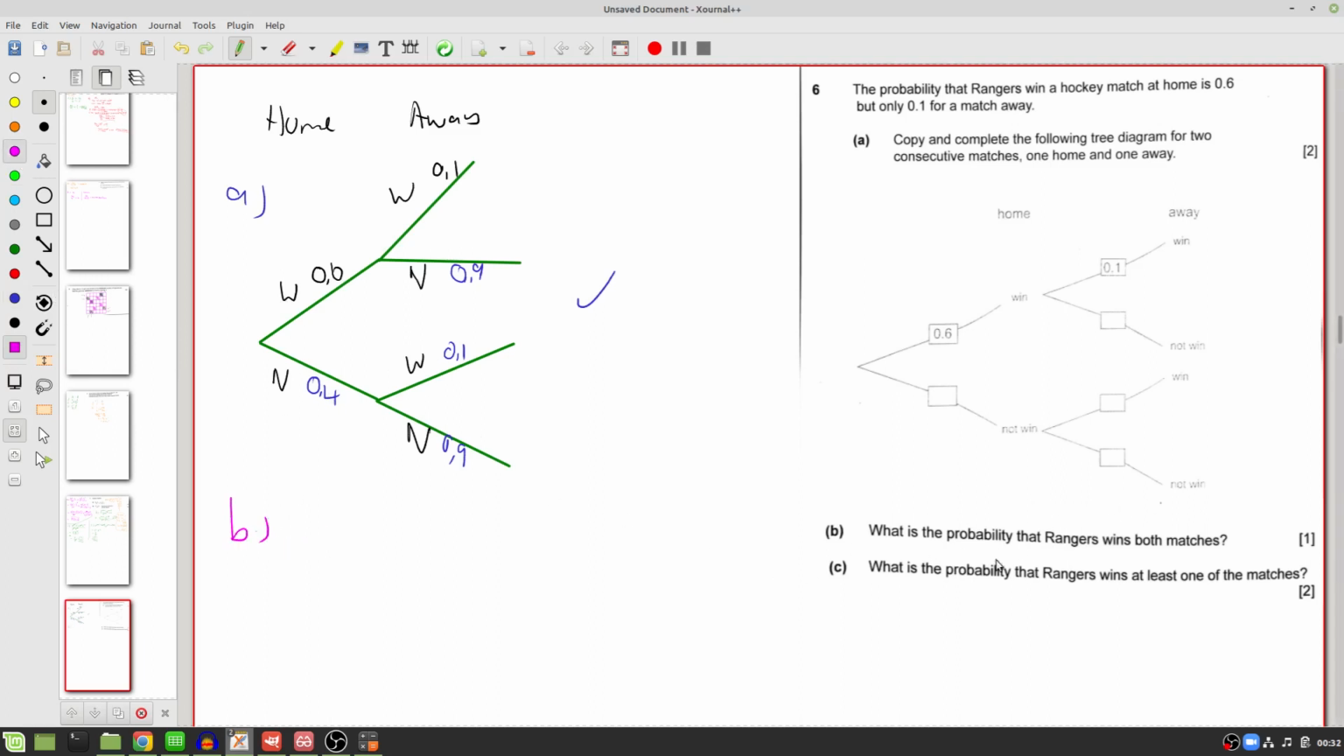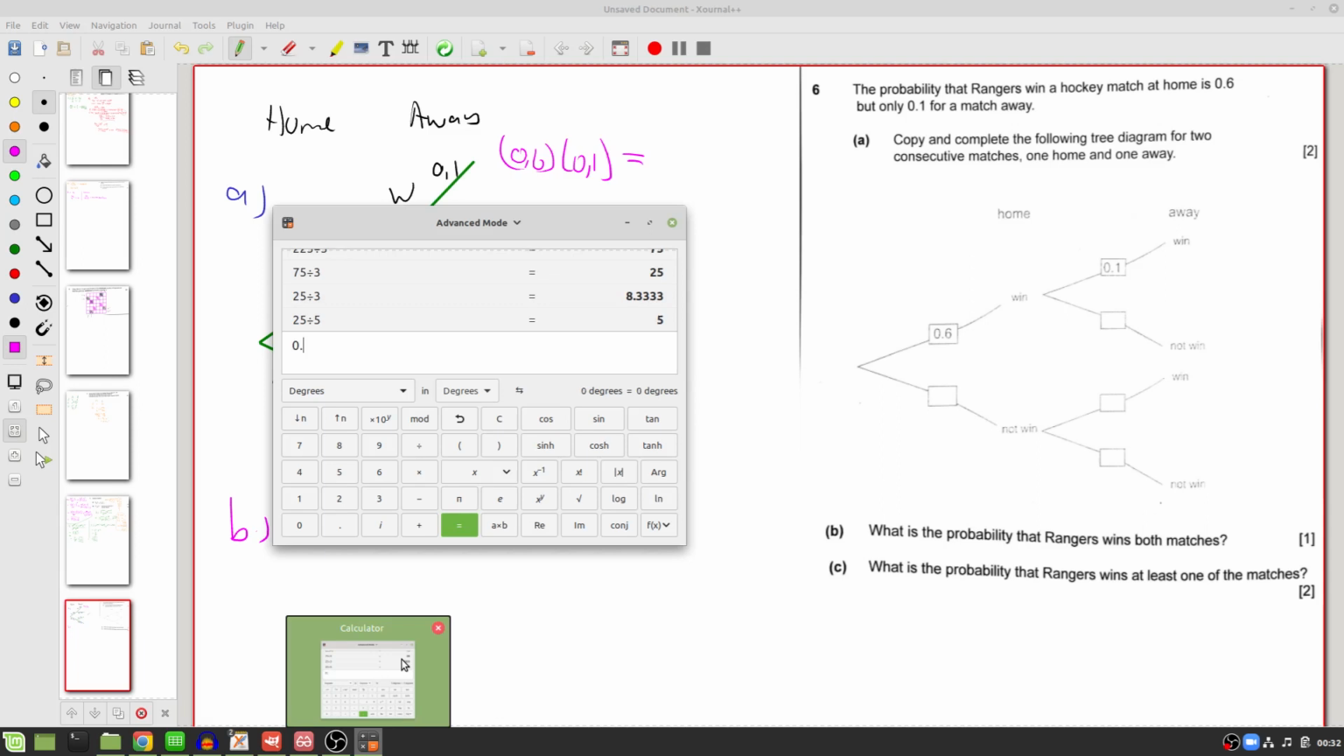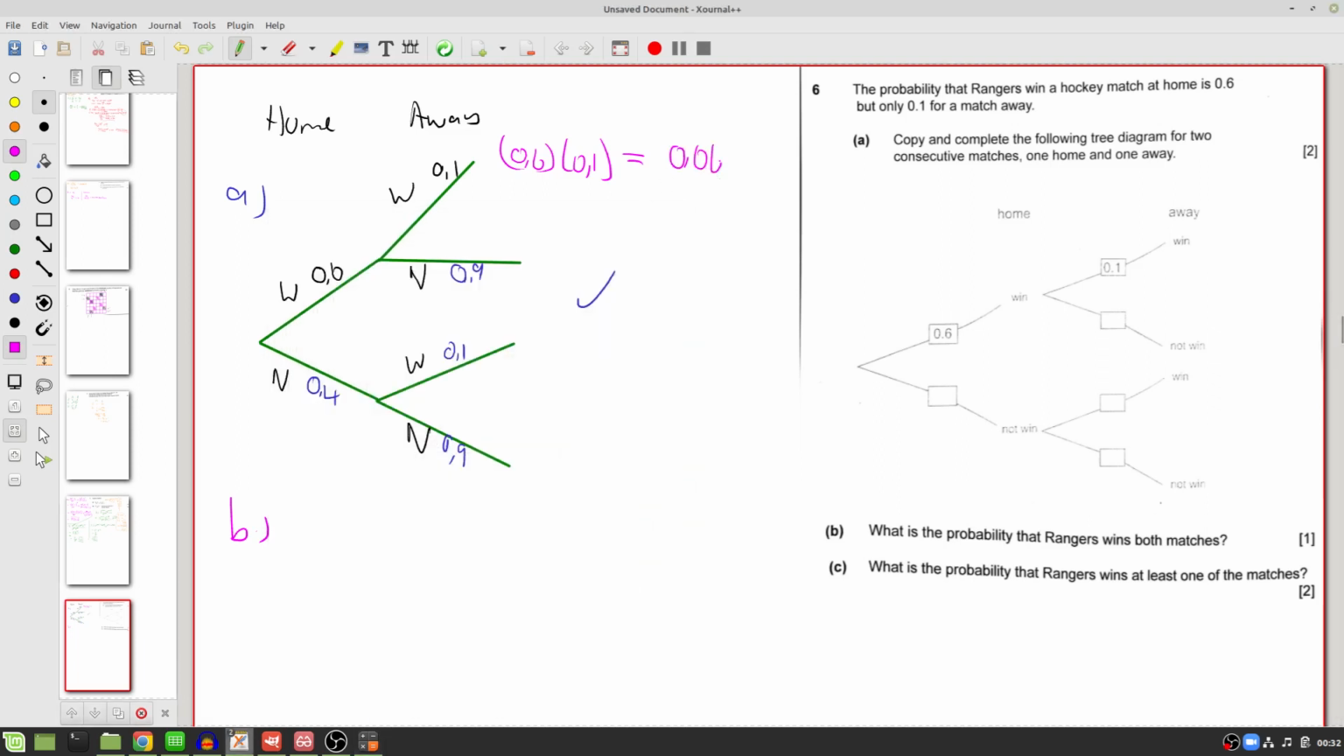Now question B says, what is the probability that the Rangers win both matches? Both matches must mean they win the first one and they win the second one. So that'll be this value right here. How do we get this value? Well, we multiply along the branches. So 0.6 multiplied by 0.1, which we can do on a calculator, gives us 0.06. That'll be our answer here, because that is for a win and a win.